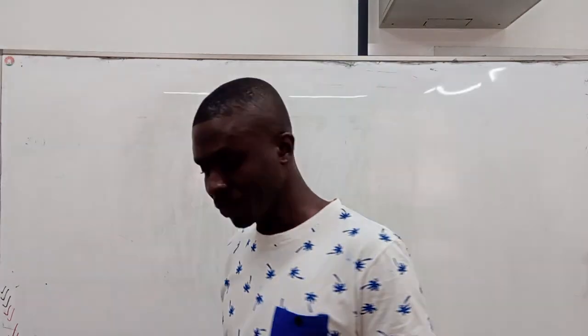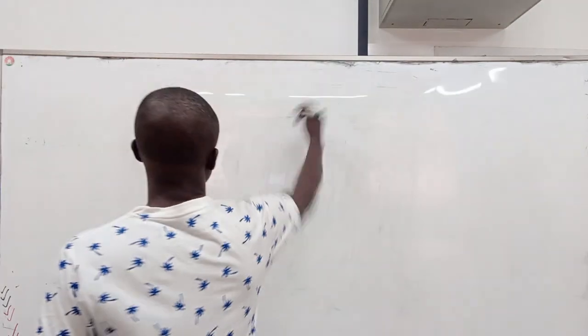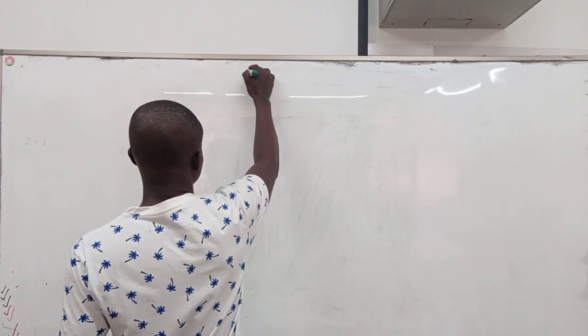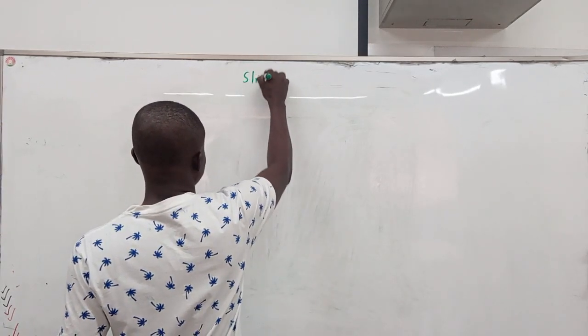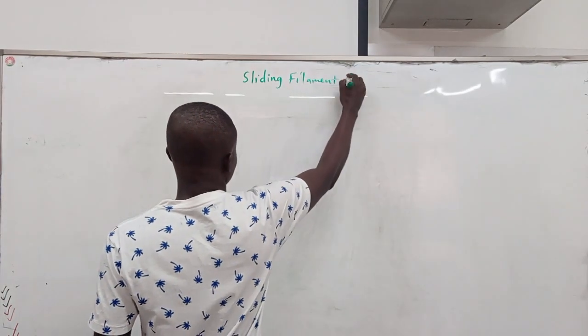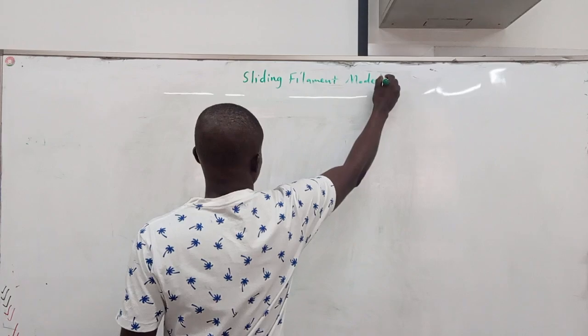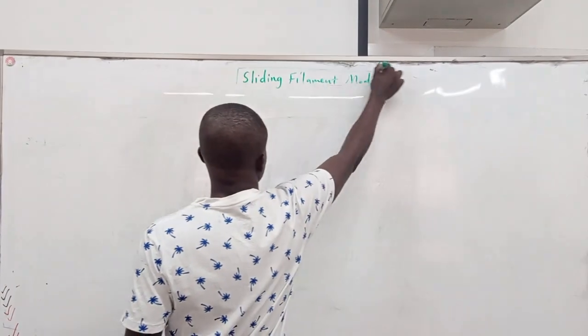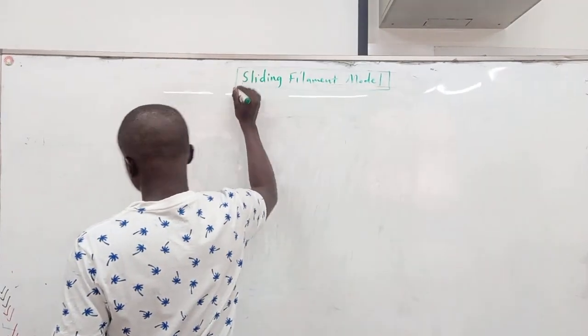So, the first thing we want to tackle today is to look at the mechanism of striated muscle contraction. We want to look at that. The mechanism of striated muscle contraction. That kind of contraction and relaxation cycle we want to understand, okay? So, the first thing is something we call the sliding filament model. The sliding filament model. That's the concept we want to explain for you.